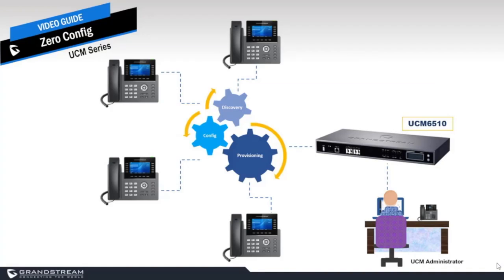In general, there are 3 steps involved in the provisioning process of Grandstream devices through Zero Config on the UCM. The first one is discovering the endpoint devices and adding them to the Zero Config list of discovered devices. This process takes place automatically when the device boots up. Users could also manually discover devices using the Discover tool included in Zero Config just by specifying the IP address or the network address.